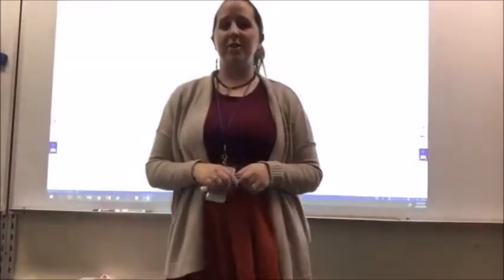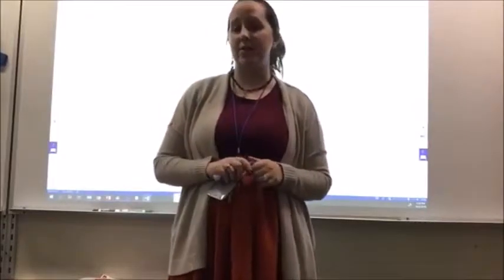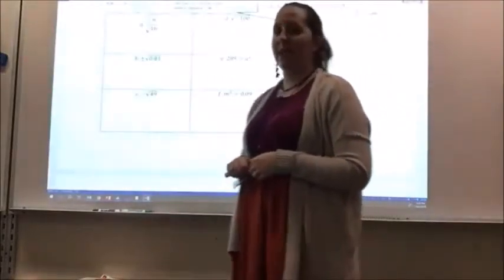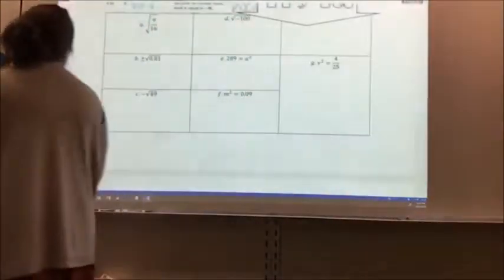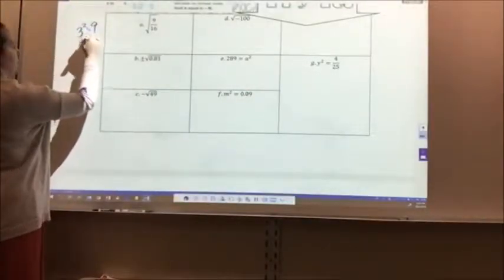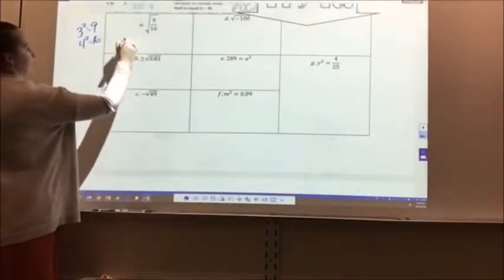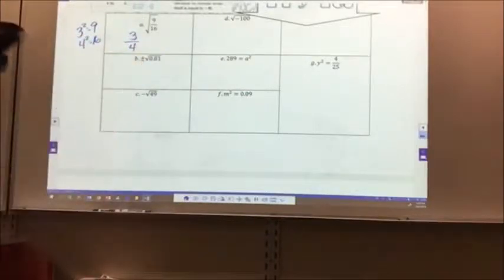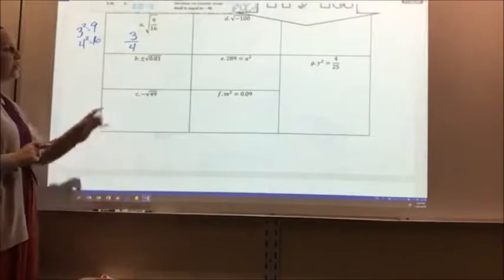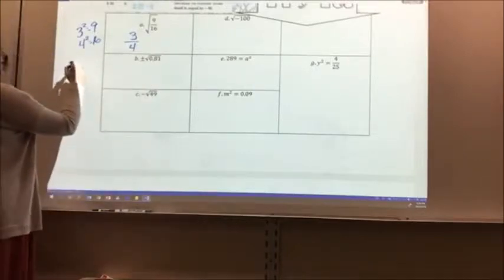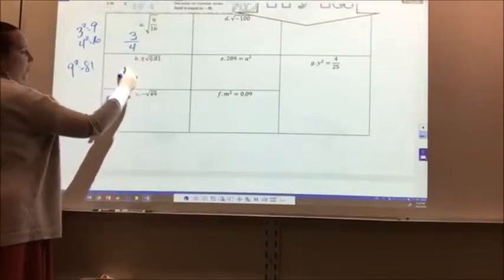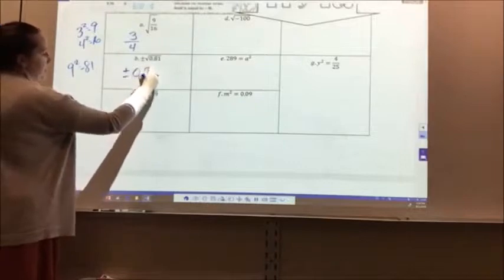All right, now that you've had a chance to try out the try problems, let's go over the answers together. Letter A says the square root of 9/16. I'm going to take the square root of 9, and I know 3 squared equals 9, and 4 squared equals 16. So my answer is going to be 3/4. For letter B, I have plus or minus the square root of 0.81. I know that 81 is a perfect square, 9 squared equals 81. So this is going to be plus or minus 0.9.